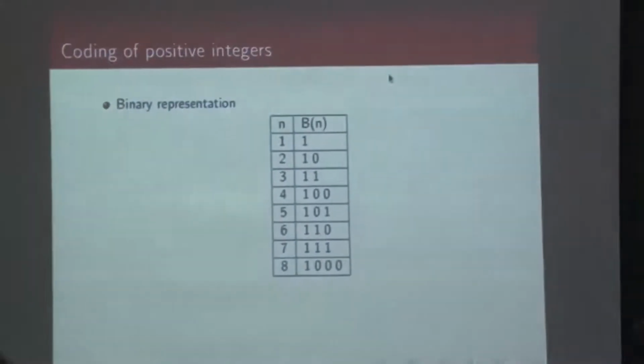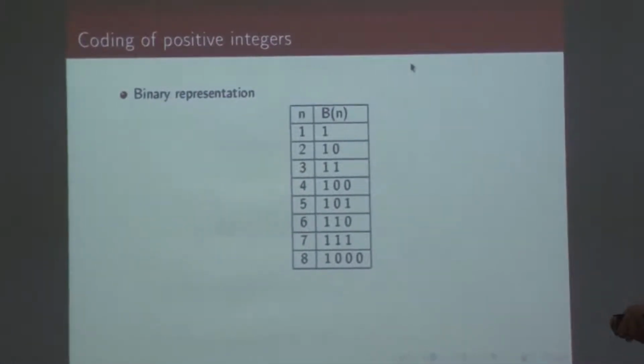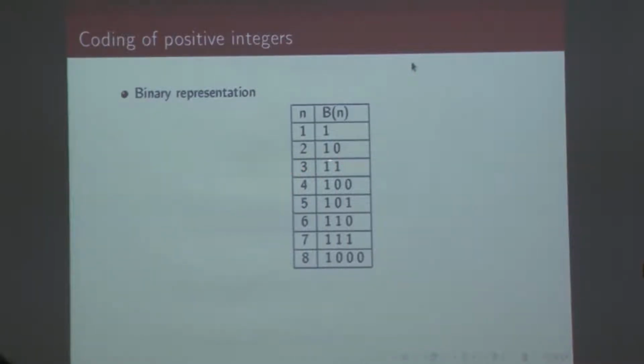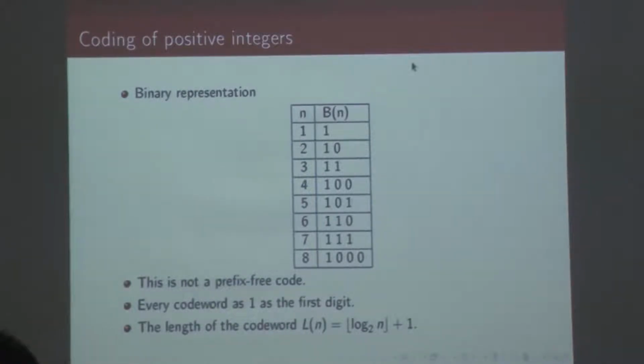The first thing, let us talk about binary representation. So, in binary representation, how do you write the numbers? 1 will be 1, 2 will be 10, 3 will be 11, 4 will be 100, like that. What is nice about binary representation? It is compact. It is a compact description. Basically, the number of bits required is floor of log n plus 1. It is a very compact representation.